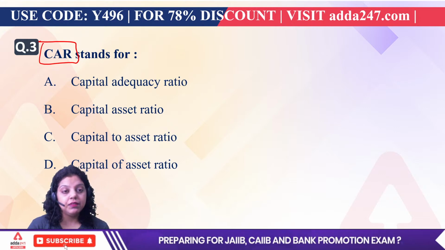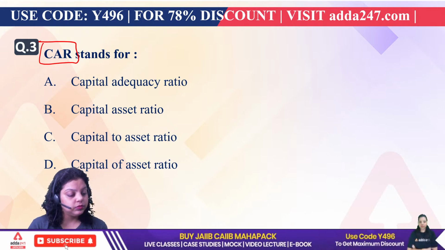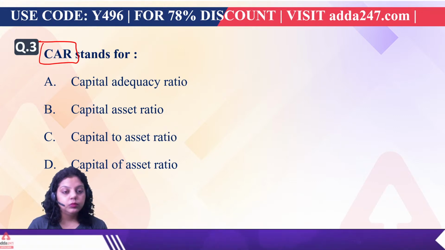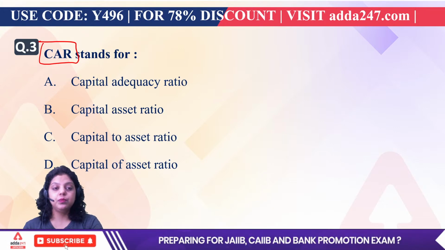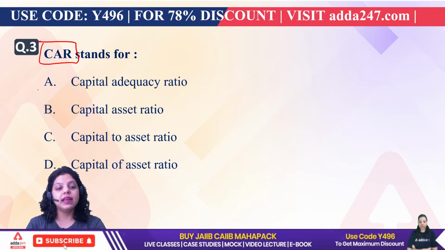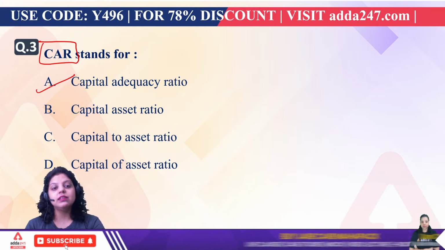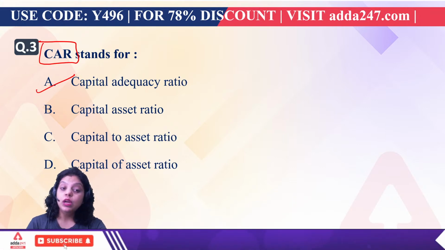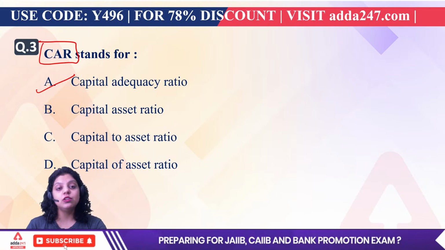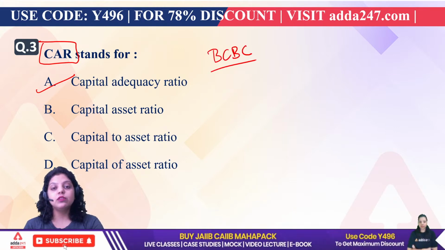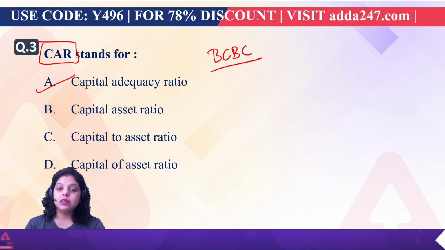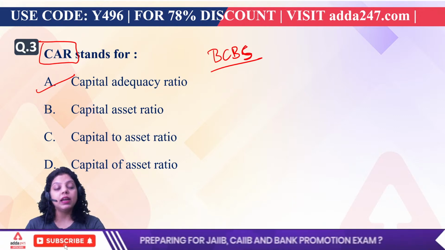Everyone is going with option A. Very good. So the right answer will be A, that is capital adequacy ratio. CAR stands for capital adequacy ratio. What is capital adequacy ratio? It is introduced by the Basel Committee on Banking Supervision, that stands for BCBS. BCBS, Basel Committee on Banking Supervision.